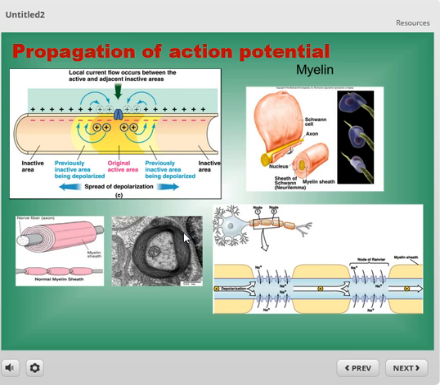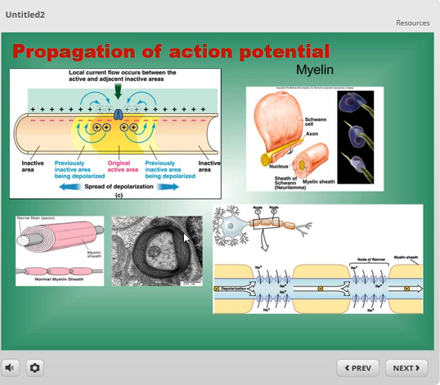The factors affecting action potential propagation are axon diameter, myelination, and temperature. In axon diameter, large-diameter axons have lower resistance and can conduct action potentials faster. And myelination, as I told you, myelinated axons conduct action potentials more quickly than unmyelinated ones. And temperature, a higher temperature can increase the speed of action potential propagation.